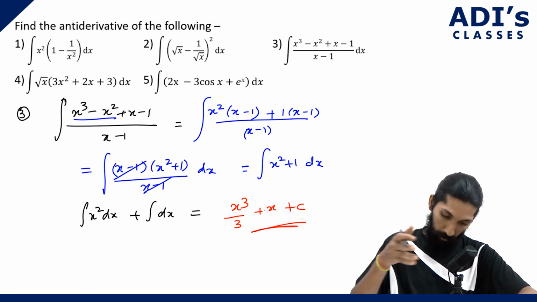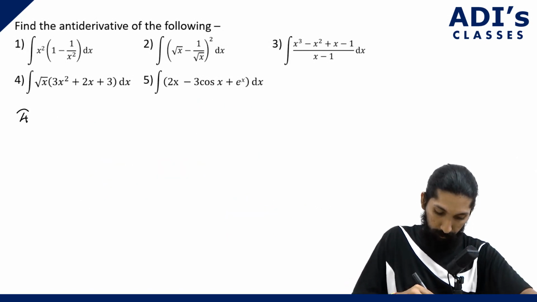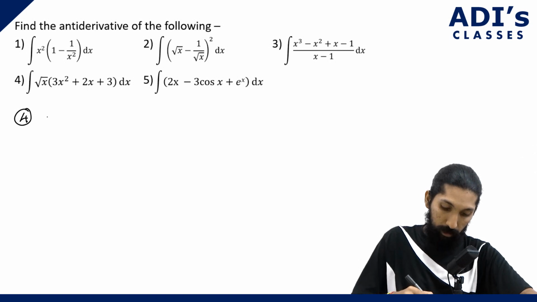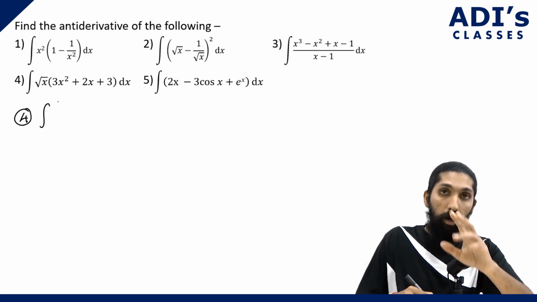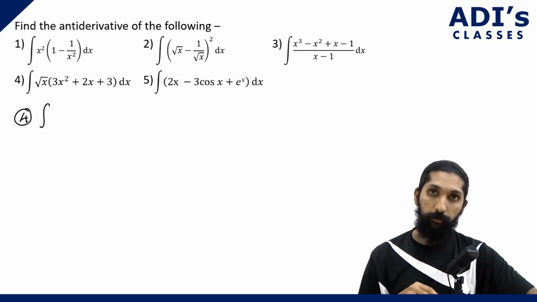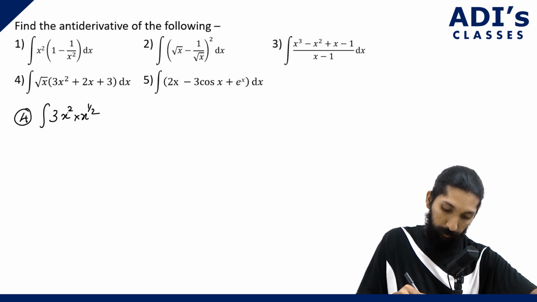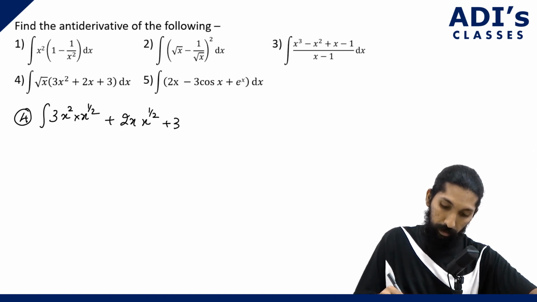Let's do the fourth one. See the fourth one. What you have is integration of, guys, multiply the root x. See, root x is what? x power half, correct? That means you have 3x² into x^(1/2), plus 2x into x^(1/2), plus 3x^(1/2) dx.